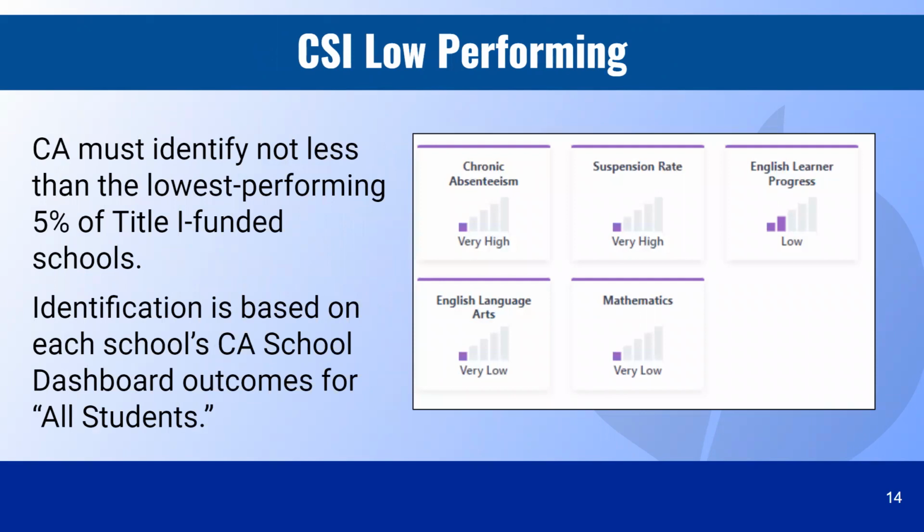CSI low performing includes schools that are in the lowest performing 5% of schools. This is specific to Title I funded schools as required by ESSA. Identification of CSI low performing schools is based on dashboard outcomes at the all students level, not for individual student groups.